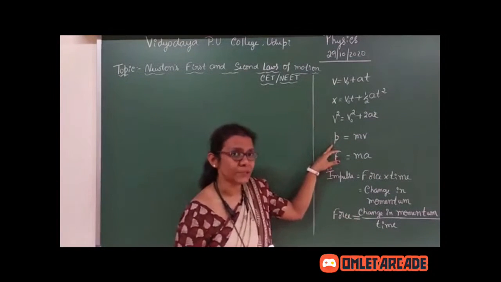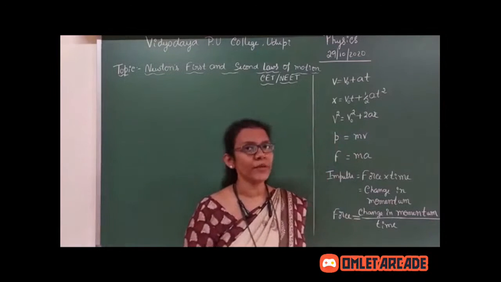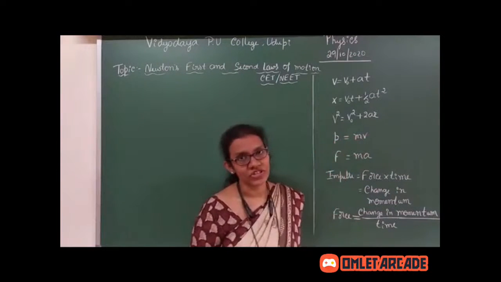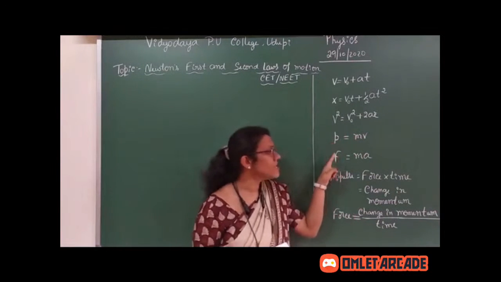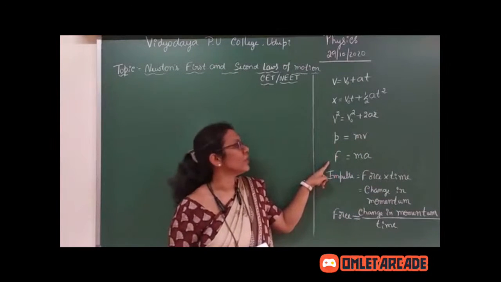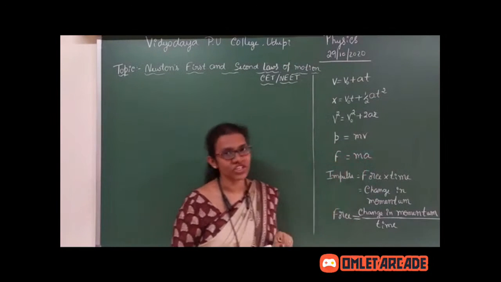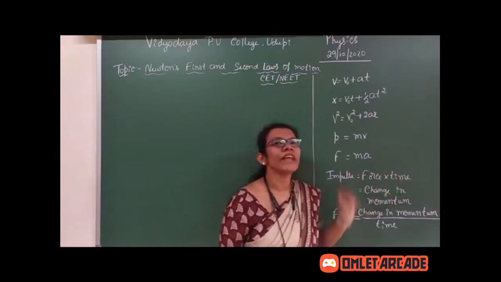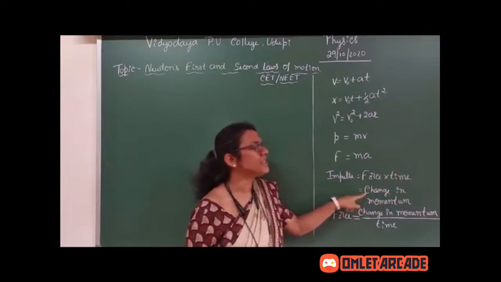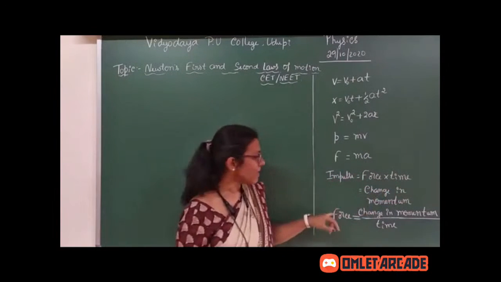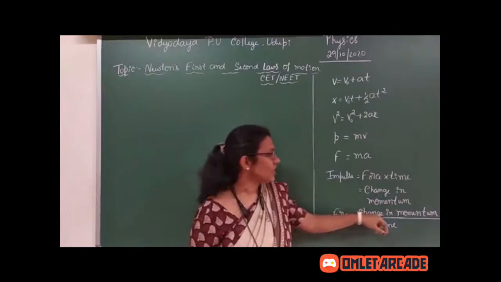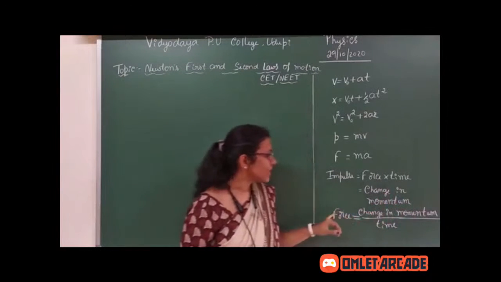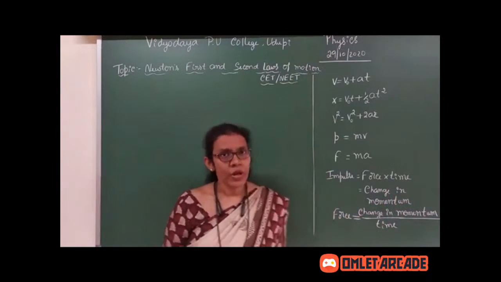Along with this, you should know the expression for momentum, that is linear momentum. Written in magnitude, linear momentum is the product of mass and velocity. Mass into velocity will give you the linear momentum. Similarly, the magnitude of a force: force is the product of mass and acceleration. Next, impulse. Impulse is the product of the average force and the time taken. Or we can also prove that impulse is equal to the change in momentum. And force is equal to the change in momentum per unit time, the time rate. So rate of change of momentum is nothing but force. So these are the formulas you need to remember.